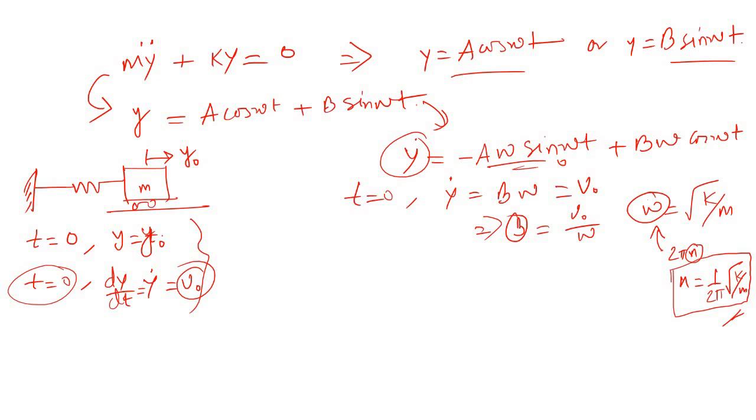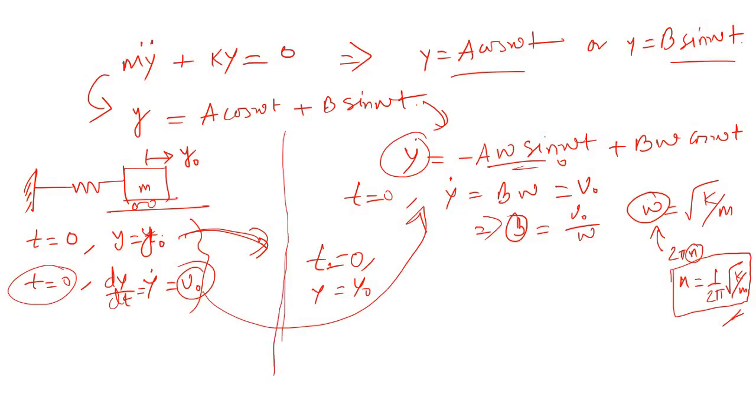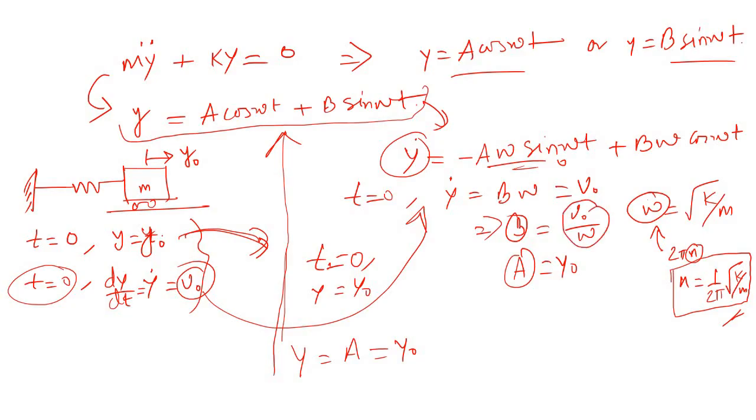That is also easy, because at time t is equal to 0, our y was y0, the first condition, and this was the second condition. From the first condition, simply apply t is equal to 0 in this equation. So y is coming as a, and that is simply y0. So the value of a is y0. We have got the value of the constant.